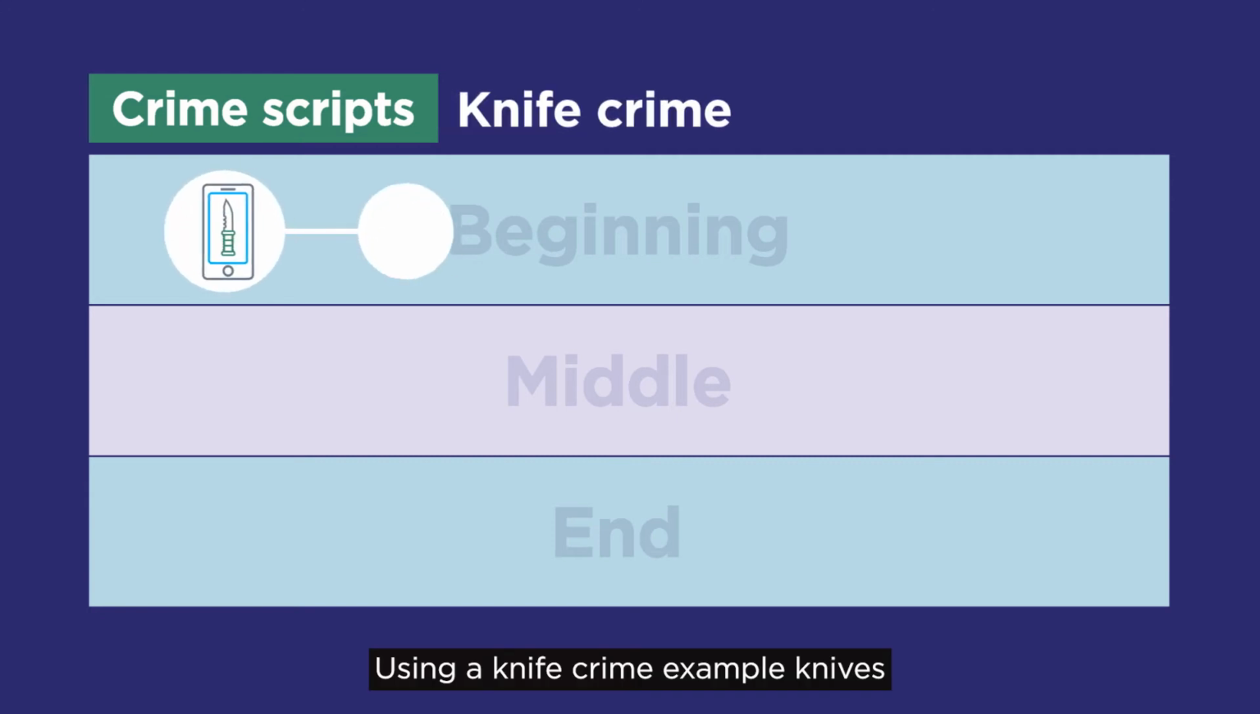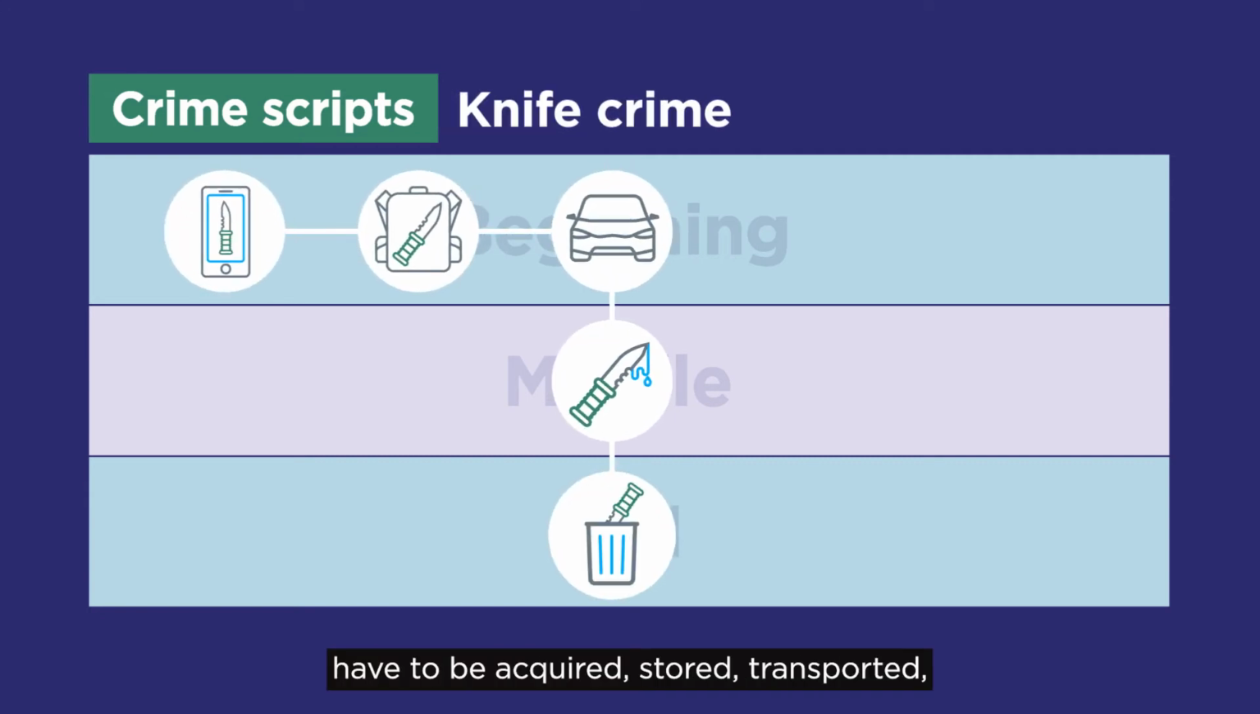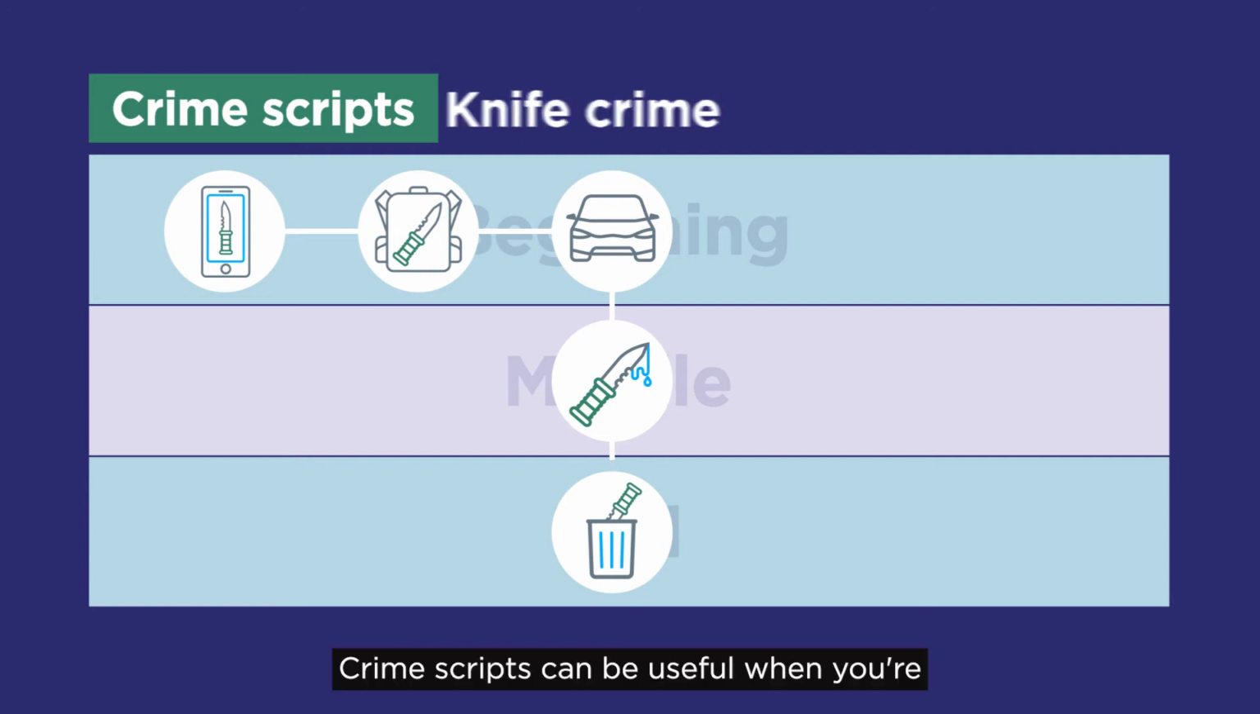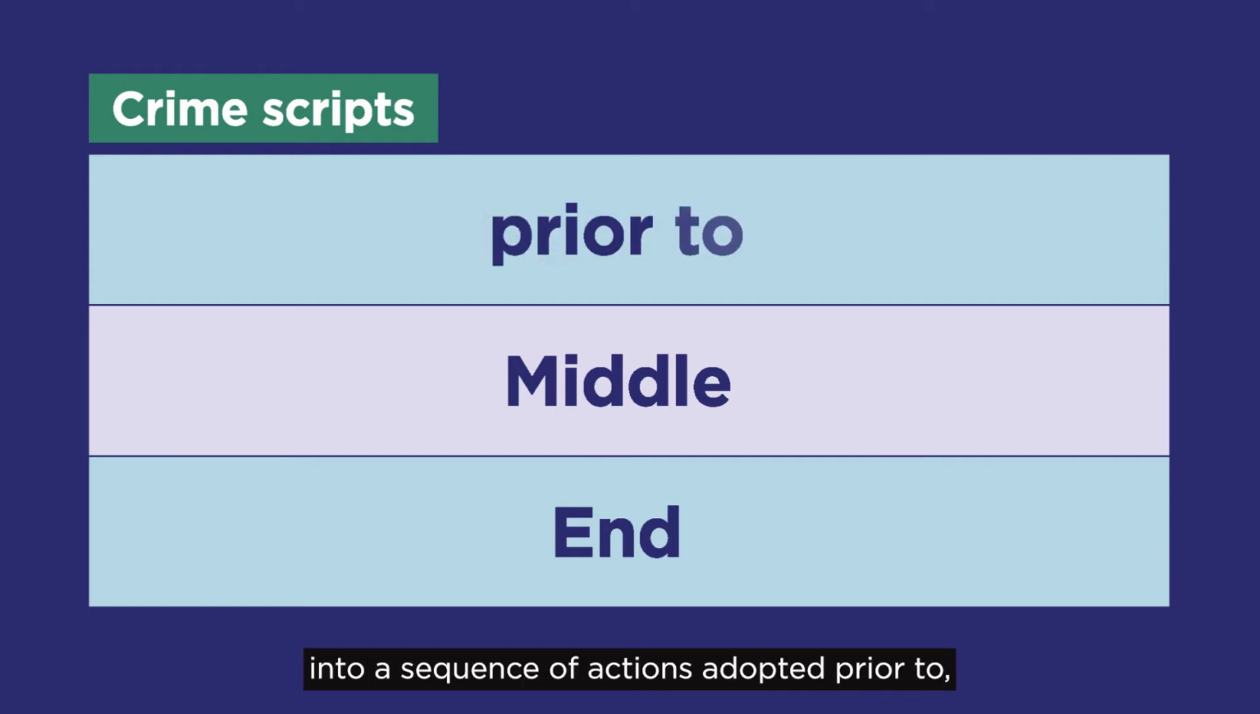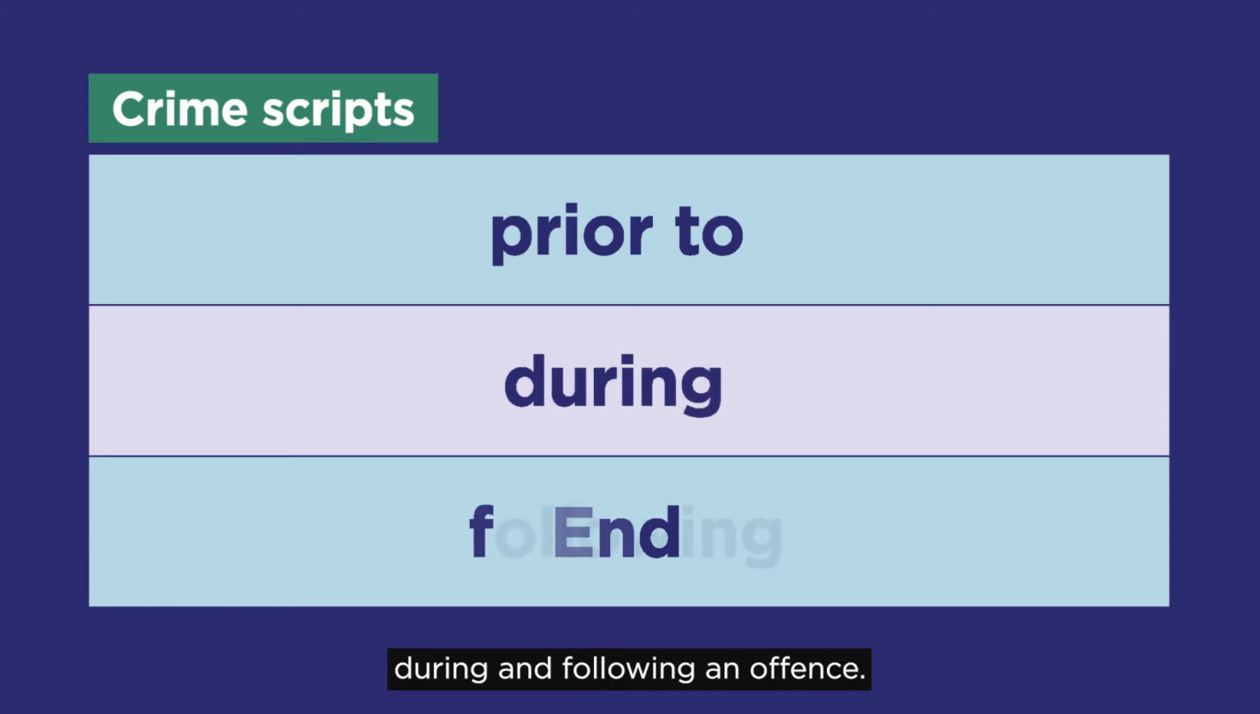Using a knife crime example, knives have to be acquired, stored, transported, used, and potentially discarded. Crime scripts can be useful when you're problem solving to help break down problems into a sequence of actions adopted prior to, during, and following an offence.